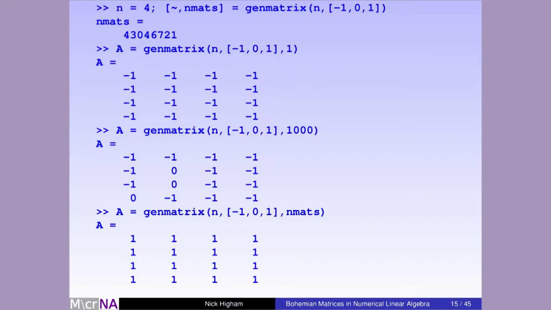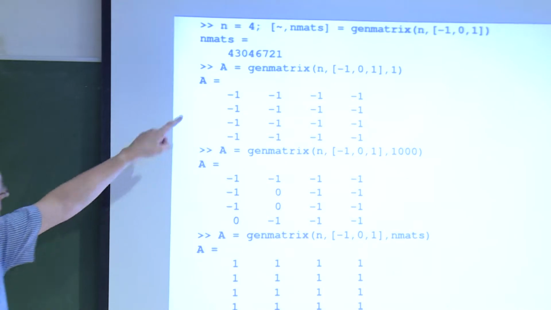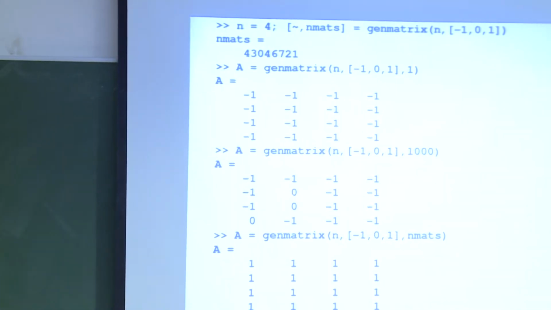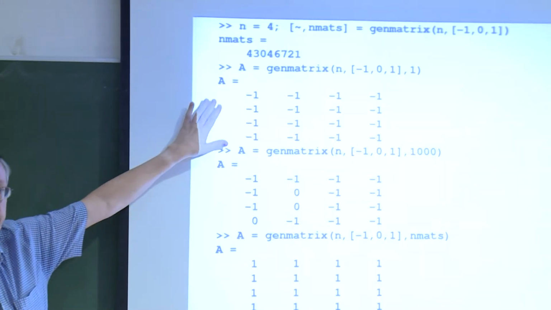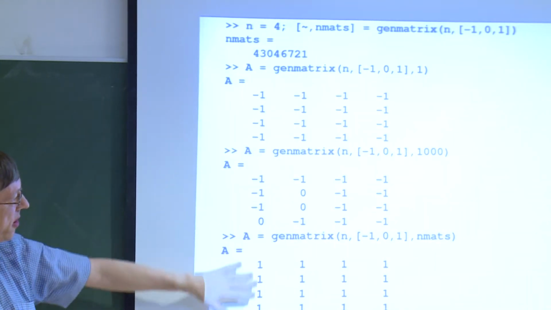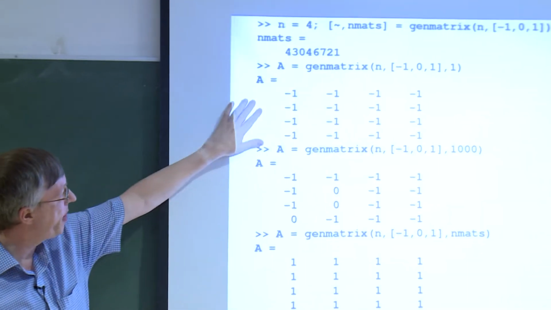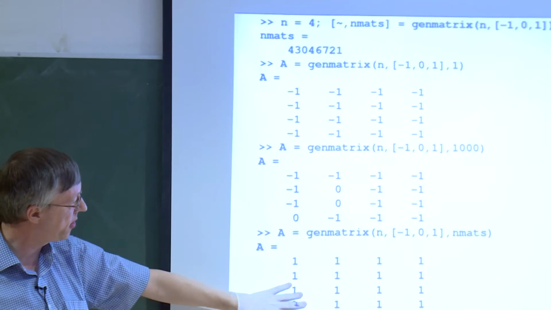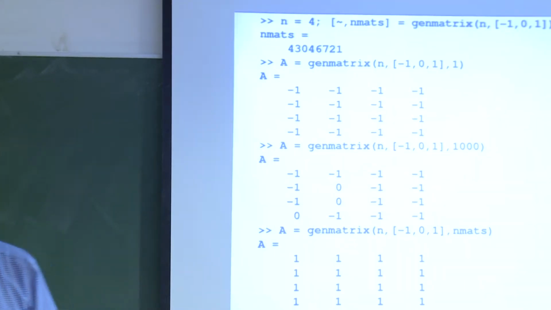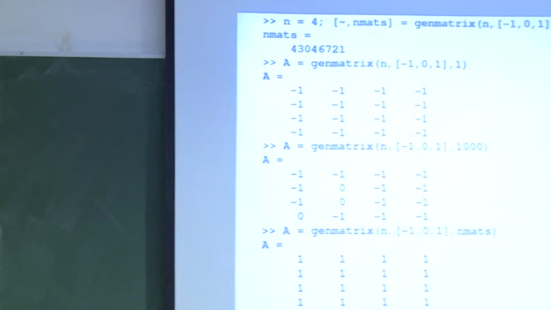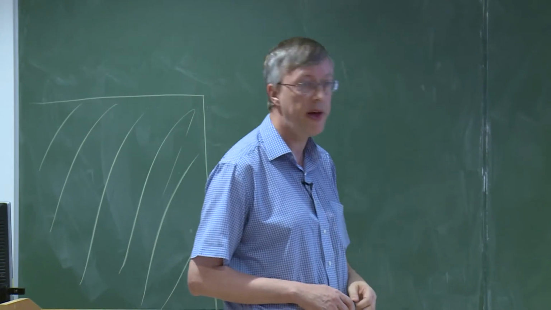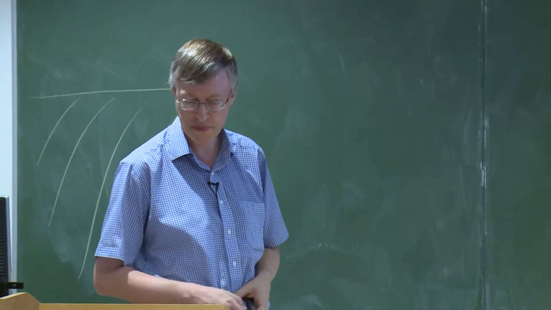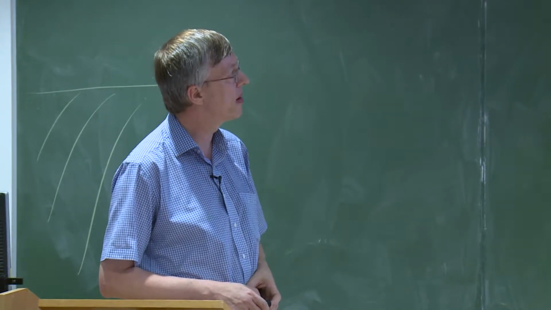And so here's how you would use that function. So minus 1, 0, 1 is the population. I've chosen n equals 4. I've got it to tell me how many matrices there are. Then I've generated the first one, the 1000th one, and the last one. And you can sort of see the pattern. The first one is all minus 1s, the last one is all 1s, and intermediate ones are things in between. So there's nothing very deep there, but that's just a convenient way to do some experiments.